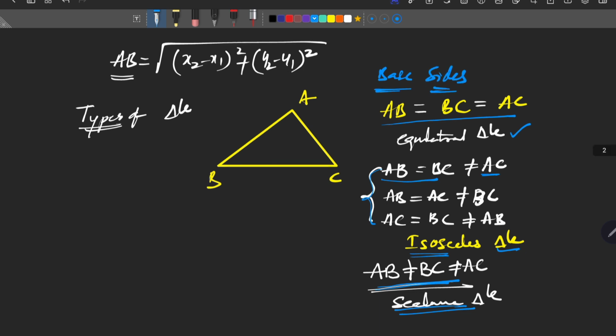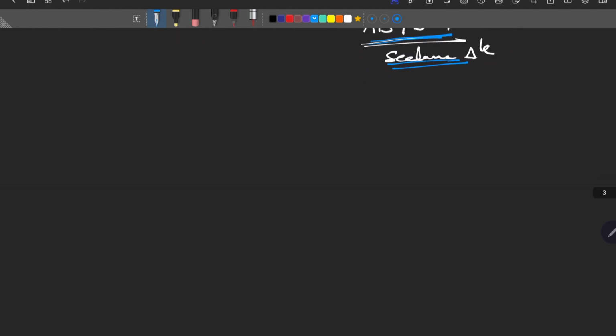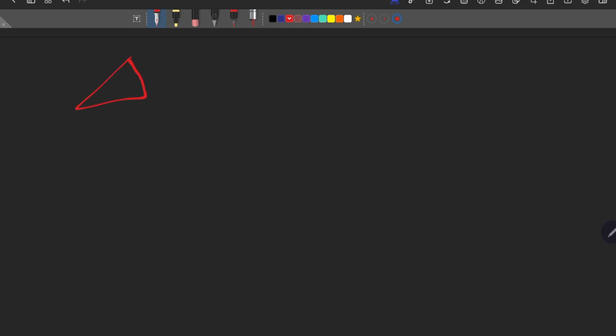Suppose I know the type of triangle based on angles, and I want to verify it. What should I do? Let us see, using the distance formula only. Again I am drawing a triangle. Let us imagine it's a triangle ABC. So there are three different types of triangles based on angles.